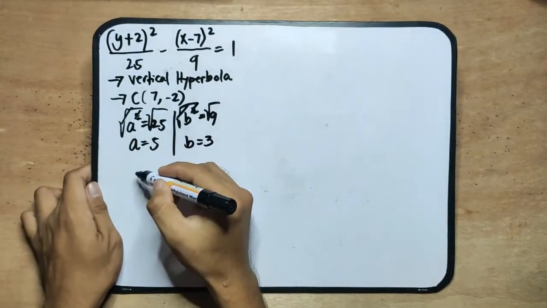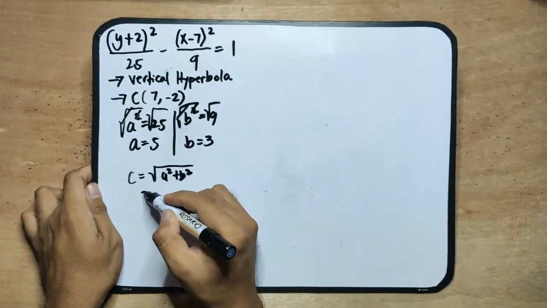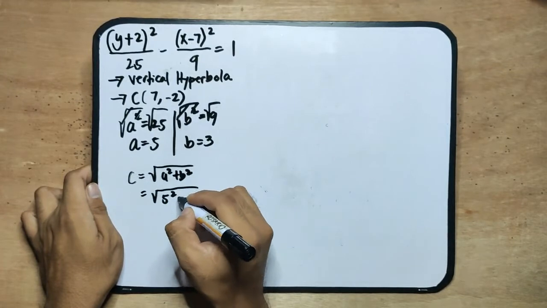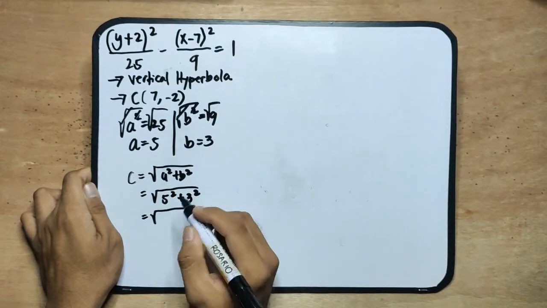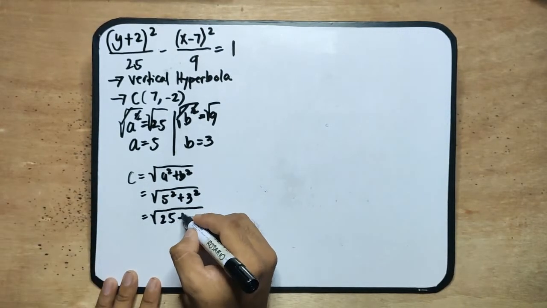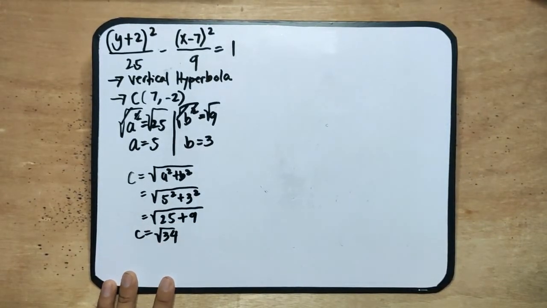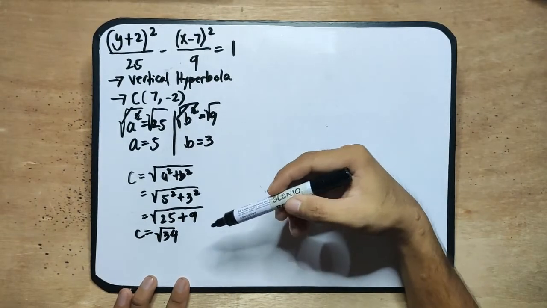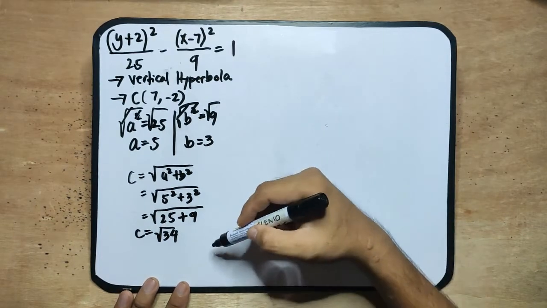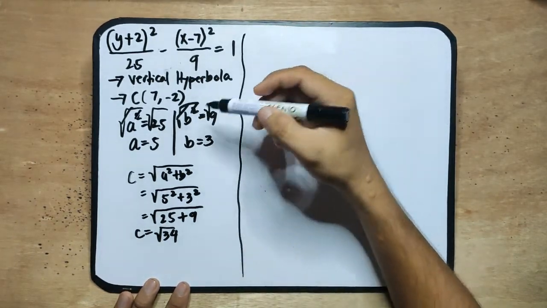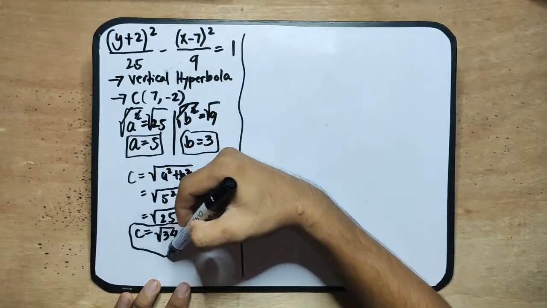How about the value of c? The formula is c is equal to square root of a squared plus b squared. So a is 5 squared, and b is 3 squared. So 5 squared is 25. And the 3 squared is 9, so that is square root of 34. That is the value of C. So, ready na tayong mag-substitute ng A, B, and C doon sa ating formula for foci, vertices, and asymptotes. Okay, so we have already the value of B, the value of A, and the value of C.